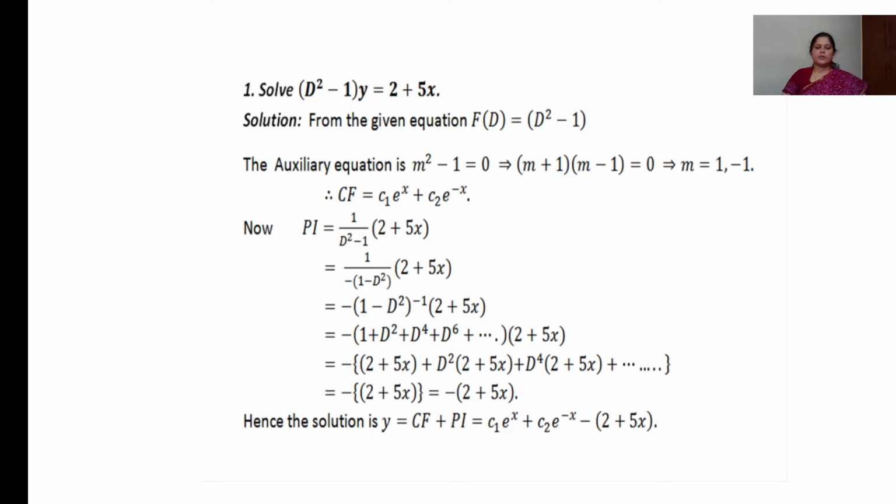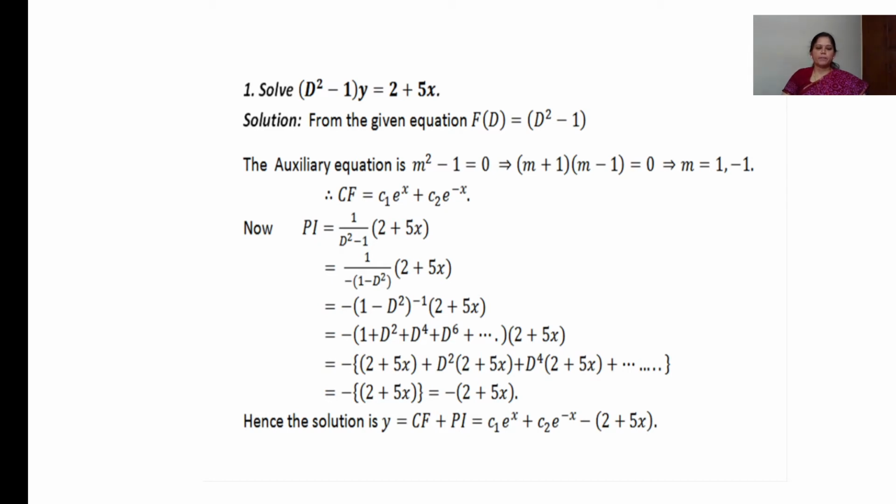But here our algebraic function 2 plus 5x is there, so we can differentiate it a maximum of only one time. Then from the second term onwards it becomes 0. So d square into 2 plus 5x becomes 0. Similarly d to the power 4 into 2 plus 5x and the remaining parts all become 0. So only the first term we will get, that is 2 plus 5x. We are multiplying with 1 and we got that. So we have PI is equal to minus of 2 plus 5x now.